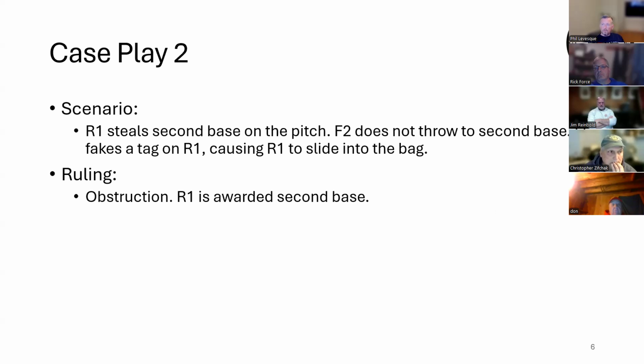Play 2. Runner steals second on the pitch. Catcher doesn't throw to second. Shortstop fakes a tag on the runner, causes R1 to slide. Here again we talked about this situation. We have obstruction, in response to Wes's question. R1 gets second, the base they were sliding into.